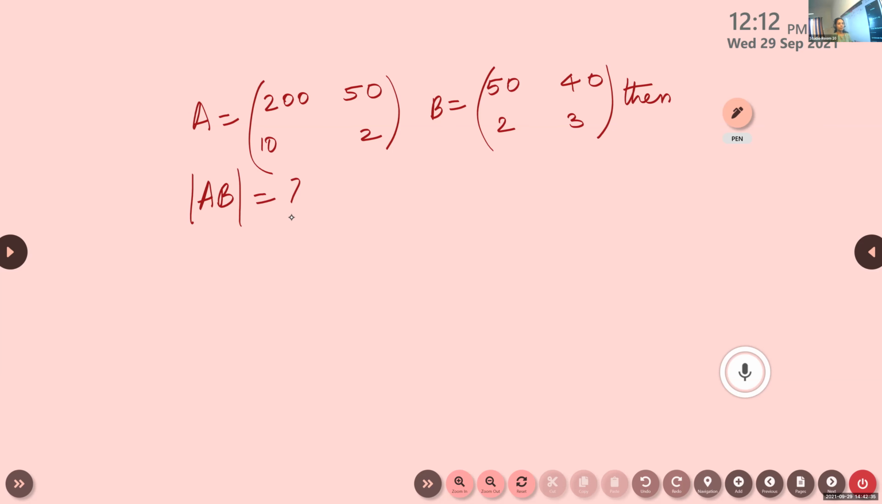How will you find determinant AB? Easily we can do, isn't it? Don't need to find the product. What is determinant AB? It is same as determinant A into determinant B. Use the property. Determinant AB is determinant A into determinant B. Find out and give the answer, Aparna.